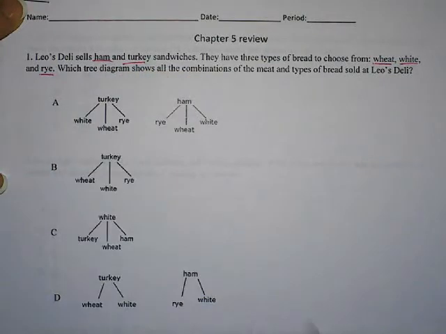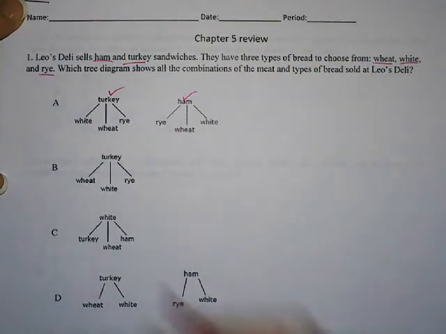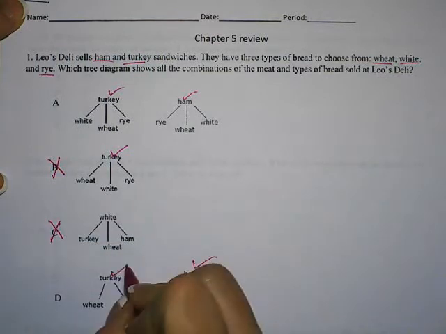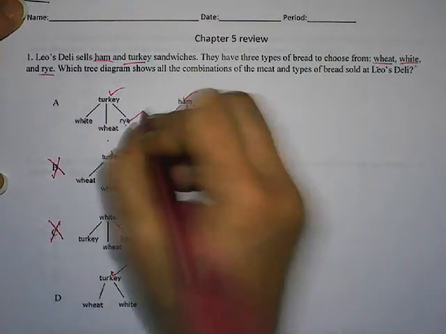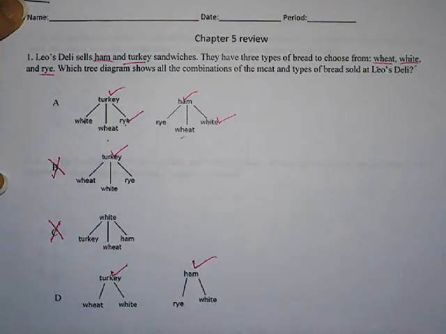Well, they have ham and turkey. So I have ham and turkey, just turkey. That just looks weird. And then ham and turkey. And then I need white, wheat, and rye. So white, wheat, and rye, that's correct. White, wheat, and rye, that's correct. Pretty confident A is my answer. D does not have white, wheat, and rye on each one. Take a look at number 2.